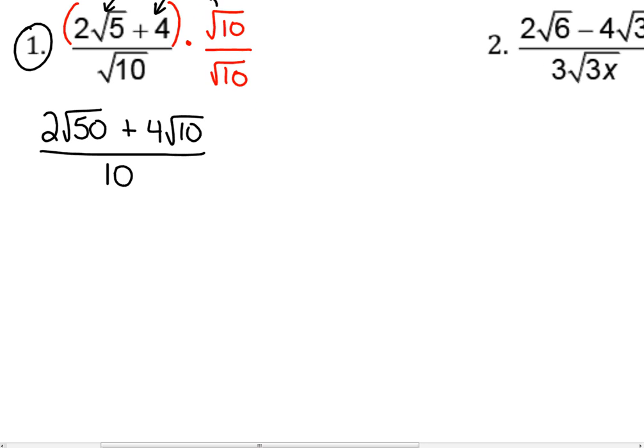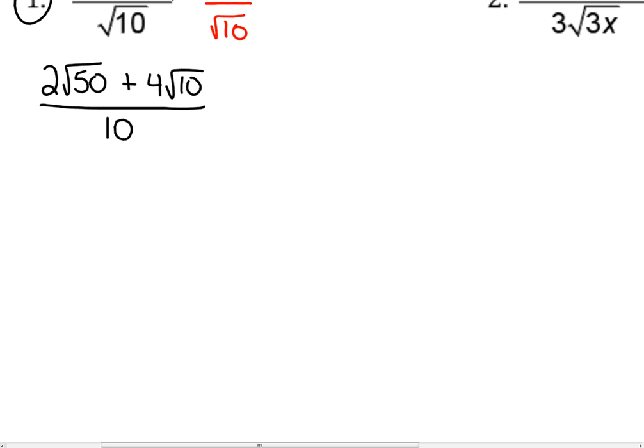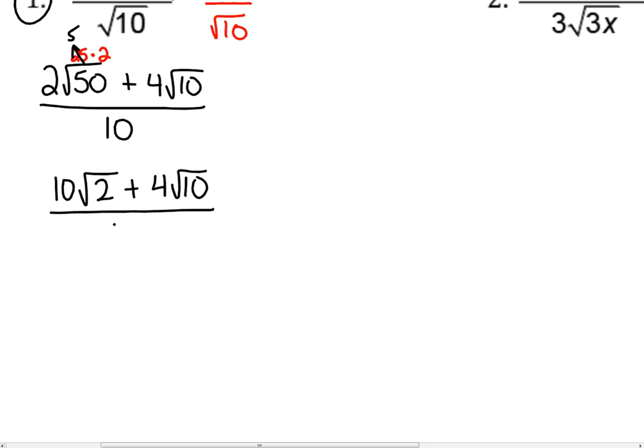Okay, is there anything we can simplify here? The 50 can be written as 25 times 2. And the square root of 25 is 5. So we get a coefficient of 10, because 5 times 2, right? This can become a 5. 5 times 2, 10 root 2 plus 4 root 10 all over 10.